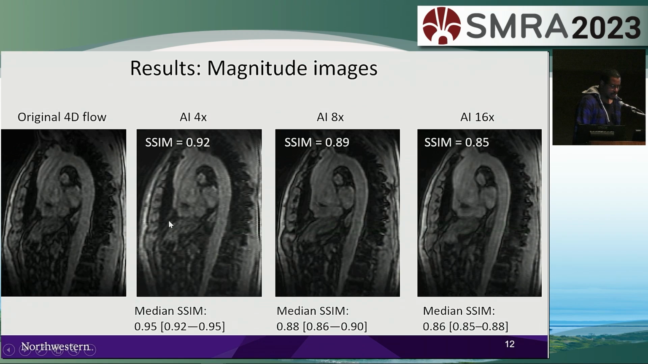Additionally, we provided examples of the magnitude images output of the AI upsample data sets compared to the original ground truth 4D flow on the left. And we saw for the 4 times images showing excellent agreement in this example with a SSIM 0.92. For the 8 times, there's a greater loss of details, but overall fairly strong agreement of 0.89. And at the 16 times, there's greater loss of details and additional blurriness, but still overall fairly strong agreement of 0.85.